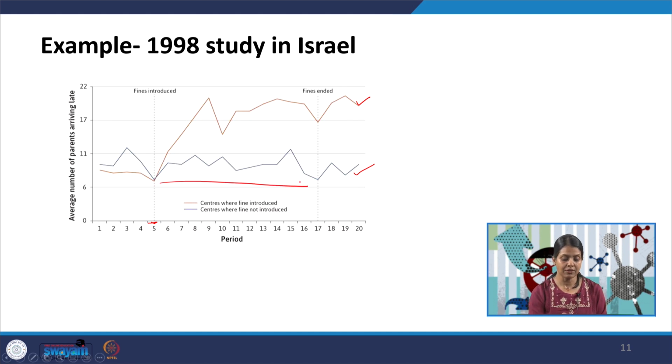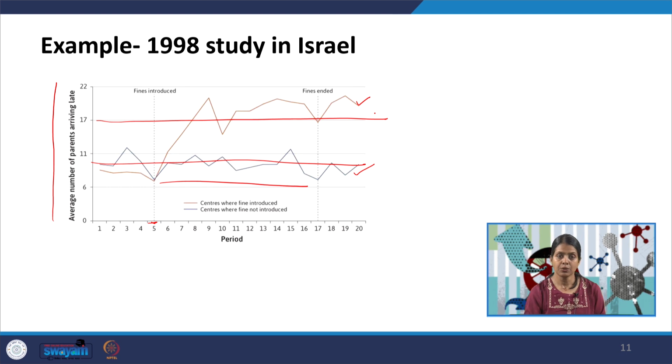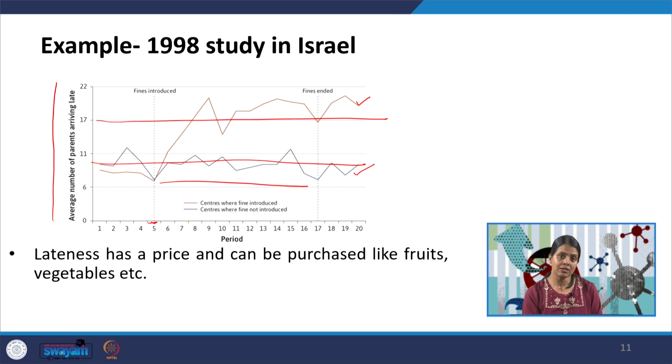So, what is the observation between this period? We are measuring the average number of parents arriving late on the vertical axis. It is observed that the average number of parents arriving late increased substantially. Previously, the average could have been somewhere here. Now, the average is somewhere here. So, the daycare systems which imposed fines observed that parents were arriving much later as compared to when there was no fine on coming late. The observation is that lateness has a price and can be purchased like fruits, vegetables, etc.